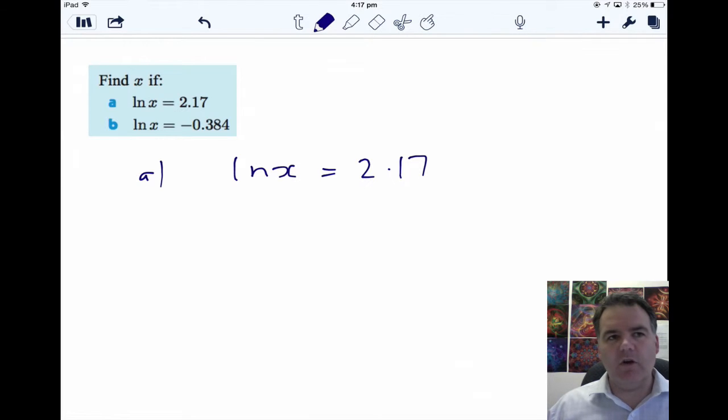2x equals 6, we know that the inverse of 2 times x is divide by 2. So here we've just got to understand what's the inverse of natural log of x, and the inverse is e to the power of. That's the way we undo ln x. So this would be my next step.